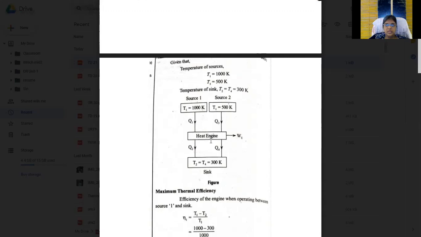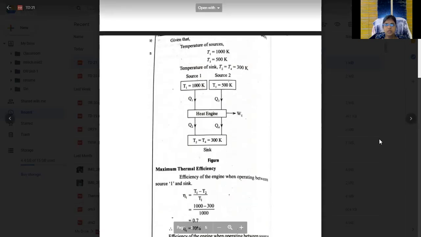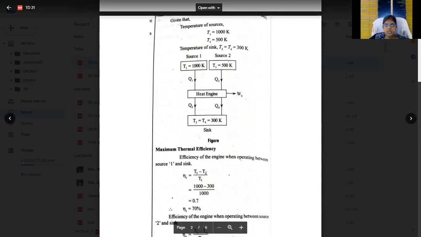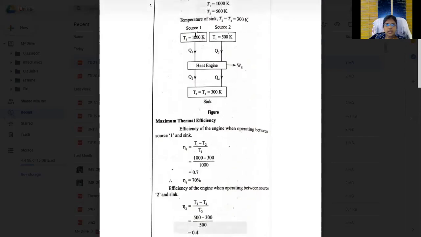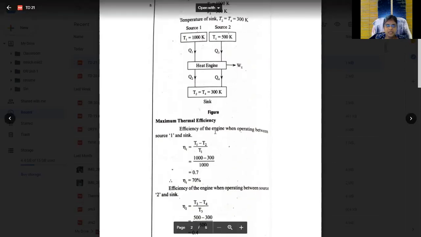Given, our heat engine, definitely our arrow takes from higher temperature to lower temperature. So at T1 heat supply is Q1 and heat rejection is Q2 at T2, and the other half at 500 Kelvin is Q3 at T3, with rejection Q4 at T4. We are going to calculate the maximum thermal efficiency. First, the efficiency of the engine when operating between source 1 and sink.